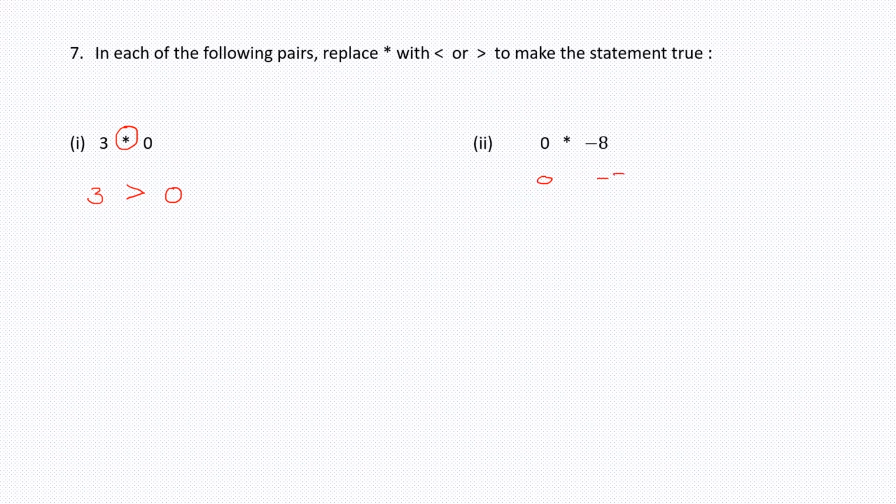Second one, let me write 0 and minus 8. 0 is again greater than minus 8. Next one, so here I have minus 9 and minus 3. Now minus 9 is on the left side of minus 3, so it is less than minus 3. Fourth one, minus 3 and 3. Minus 3 is a negative number, so it's smaller than the positive number.